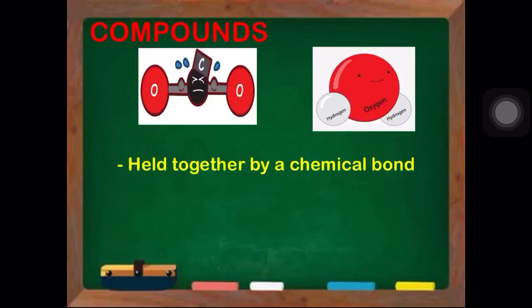Ang compound are held together by a chemical bond. Fixed din ang ratio ng bawat atoms at nakadikit sila at naka-arrange using chemical bonds. Ibig sabihin, naka-fix ang physical properties nito. Halimbawa, hindi magbabago ang boiling point at melting point ng isang compound kahit gaano kalaki o kaliit ang sample mo. Ang tubig ay laging kukulo pag abot ng 100 degrees Celsius.